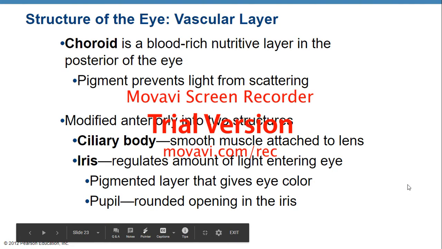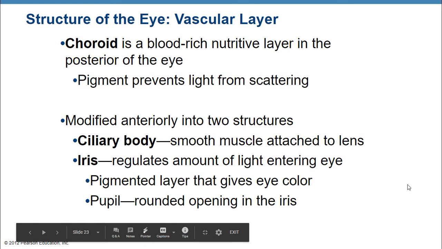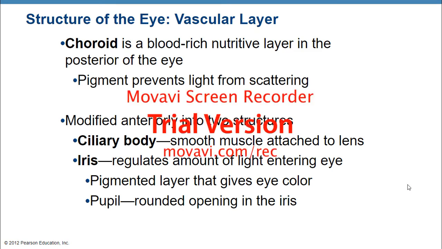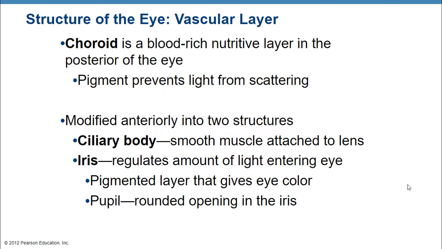The choroid is a blood-rich layer in the posterior of the eye, and its pigments prevent light from scattering. It is modified anteriorly into two structures: the ciliary body, smooth muscle attached to the lens, and the iris, which regulates the amount of light entering the eye and gives the eye its color. And the pupil is just the round opening in the iris.